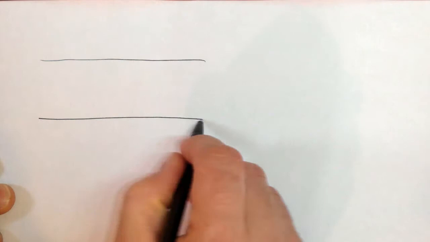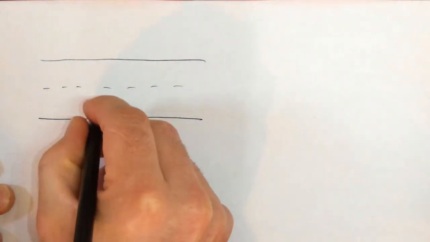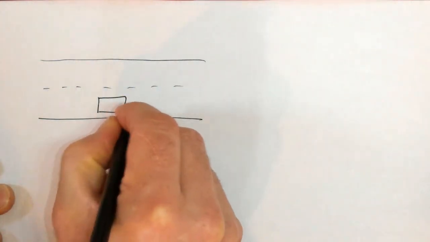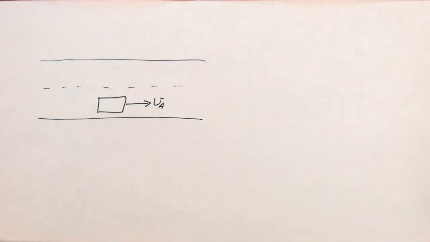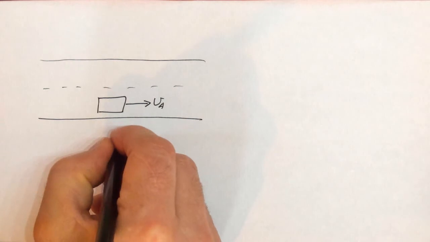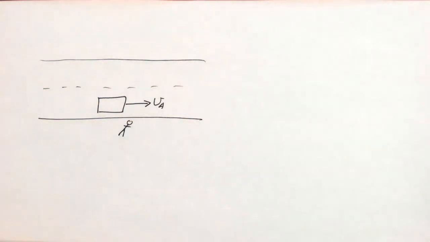Suppose there is a car driving down a road. Here's my road. This car is driving down the road at some speed. We'll call it VA. Okay? And you're standing on the sidewalk with a stopwatch in your hand, and you're measuring the speed of that car. So it'd be some distance over time that you measure.